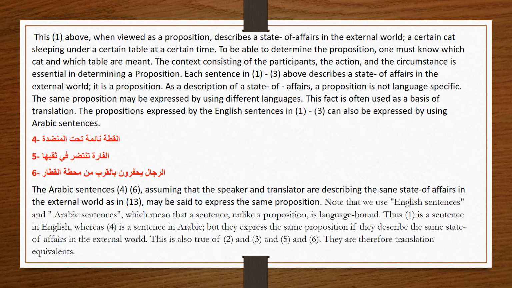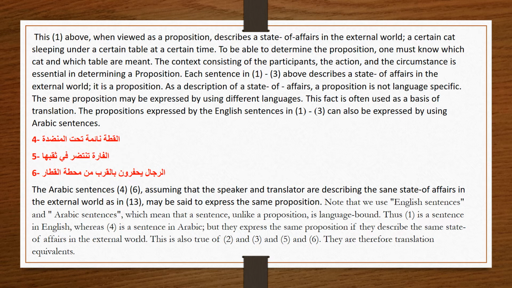To be able to determine the proposition, one must know which cat and which table are meant. The context, which consists of the participant, the action, and the circumstances, is so essential in determining a proposition. Each sentence from 1 to 3 above describes the state of affairs in the external world. It is a proposition as a description of a state of affairs. A proposition is not language specific. The same proposition may be expressed using different languages. This fact is often used as a basis of translation.